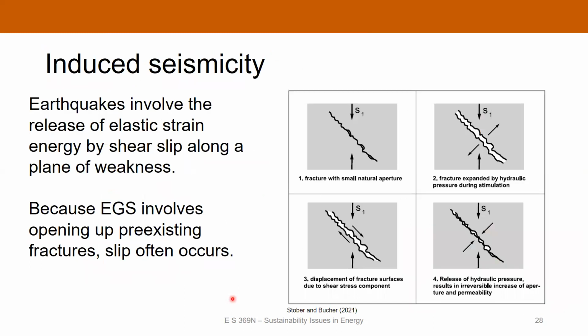So induced seismicity is a big problem with enhanced geothermal systems. And the reason for that is, if we go back to this diagram, anytime you've got slip along a plane of weakness, you will create an earthquake. It might not be a very large earthquake, but that's what's going to happen. And this often happens in EGS stimulation, because that's kind of what we're trying to do, right? We're trying to get the fracture to slip a little bit so that it will close up and stay open this time.